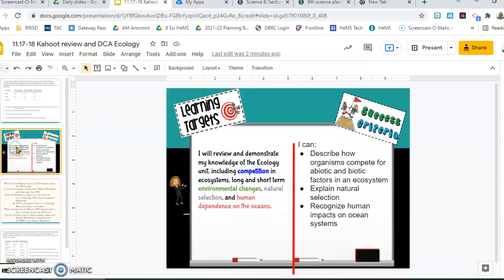So let's take a look at our learning target. I'm going to review and demonstrate my knowledge of the ecology unit, including competition for ecosystems, long and short-term environmental system changes, natural selection, and human dependency on the ocean. I can describe how organisms compete for abiotic and biotic factors in an ecosystem. I can explain natural selection, and I can recognize human impact on ocean systems.